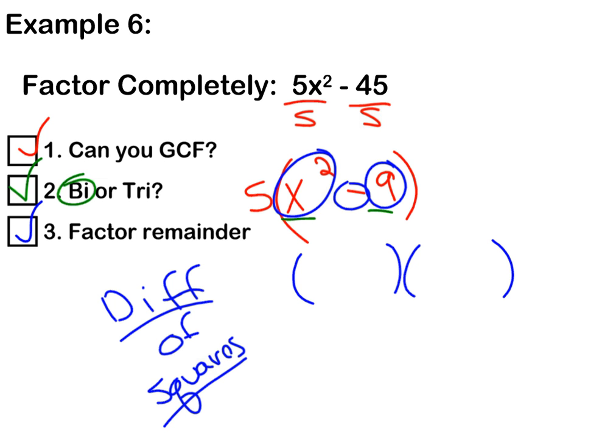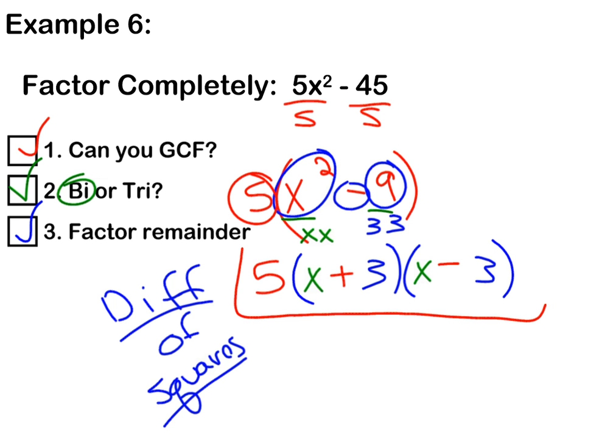In order to get x squared, I need x times x, which will go in the front of my parentheses. I then need 9, which is going to be made up of 3 times 3, which is going to go in the back of my parentheses. I use opposite signs, and I drop down my original greatest common factor. There you have it, your final answer.